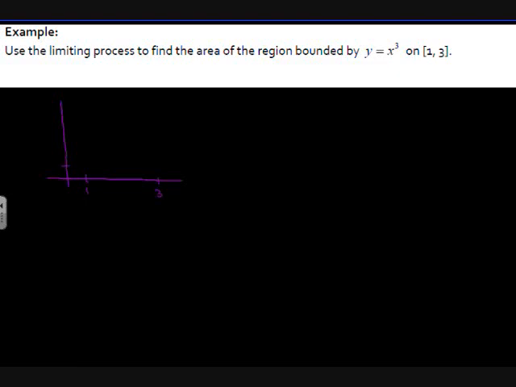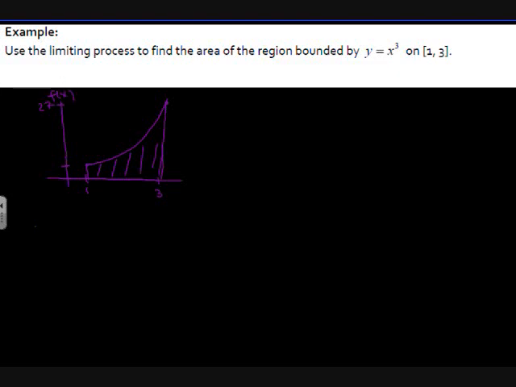And when we plot these, if we plug in 1 for x, we get that f of x is equal to 1. If we plug in 3, we get that f of x is equal to 27. And we know the general shape of our curve. It's a cubic function, so it's going to look something like this. Okay, so here's the area in question.